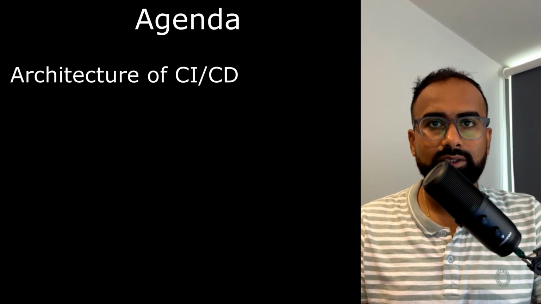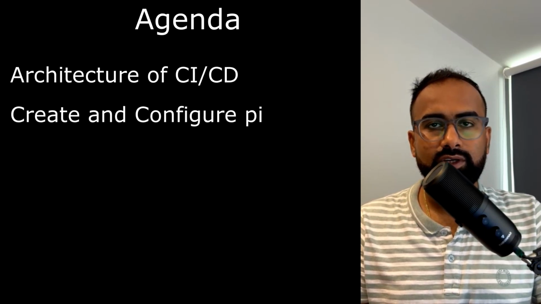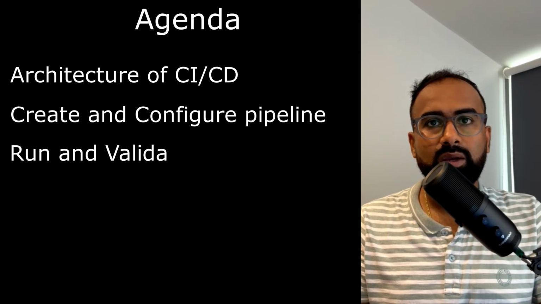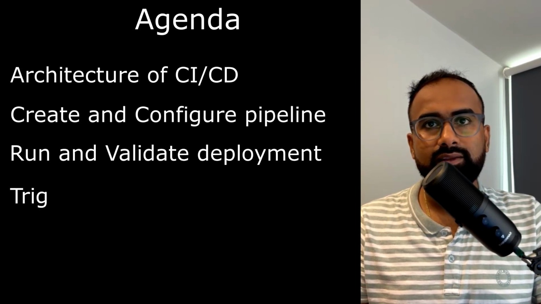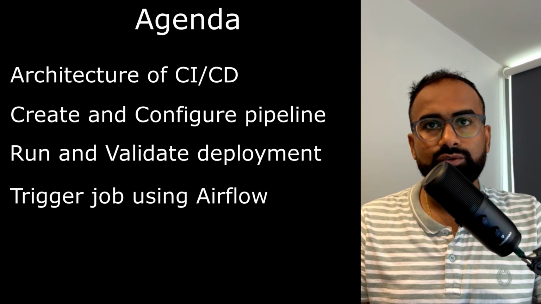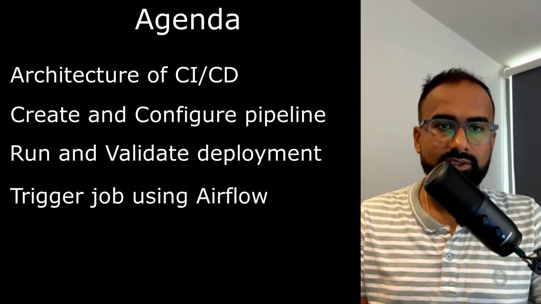Now let's talk about today's agenda. First, we'll understand the architecture of the MLOps CI/CD pipeline. Second, we'll create and configure the pipeline. Third, we'll run the pipeline and validate the deployment. And at the end, we'll trigger the Databricks job using Apache Airflow. Let's dive in and get started.